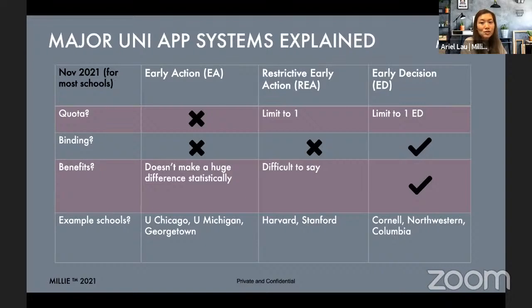If it's financial issues, you can back out from an ED offer, but otherwise you would have to stick with it. Okay.